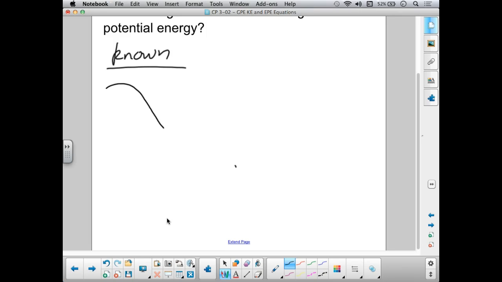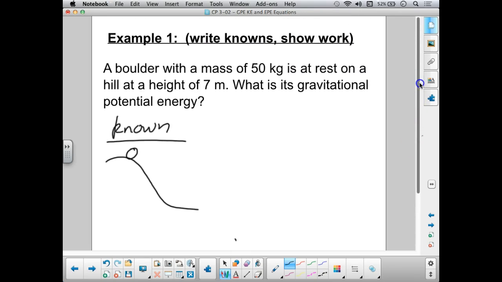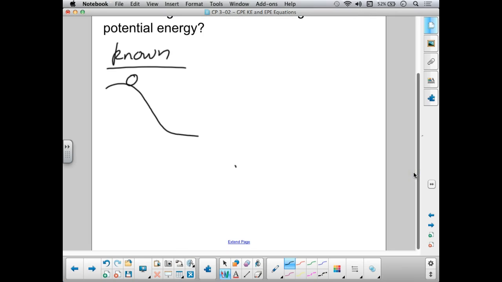I know that I have a boulder on a hill, so I'm going to draw my boulder there. And I know several other things about this object. If we scroll up to see what I've been told, I can also draw those things over here on my notes. I know that the height of this boulder is 7 meters. It is 7 meters high. I also know that the mass of this boulder is 50 kilograms. That's how much stuff is in that object. These are going to be useful pieces of information when I actually want to solve the problem.